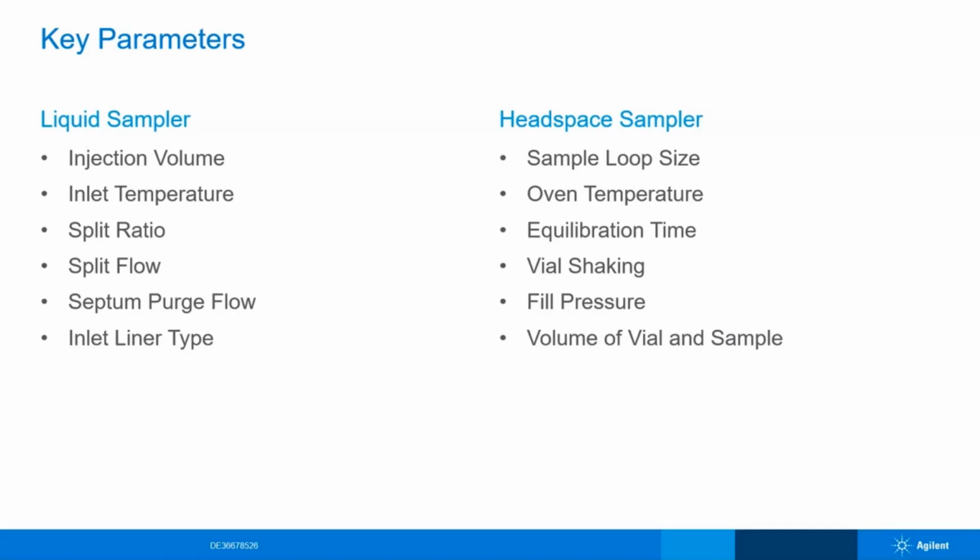In headspace, many of those parameters have an analog that's just slightly different. Things like sample loop size, oven temperature, equilibration time, vial shaking, fill pressure, and finally the final volume of vial and sample are really the determining factors that affect how much sample reaches the column, how much time the sample needs to evaporate, and all of the related sensitivity effects that those have on your final analysis.